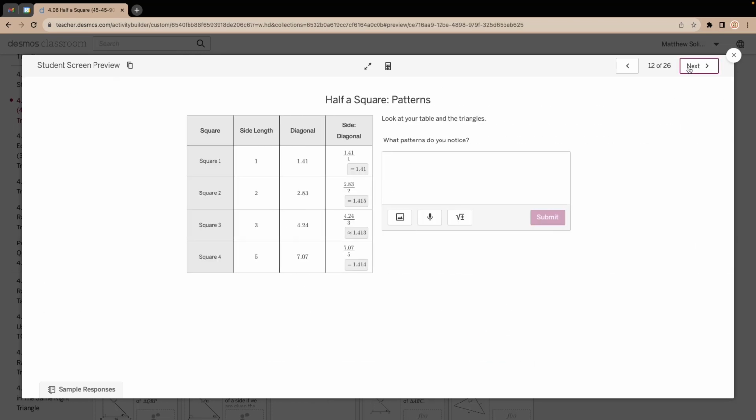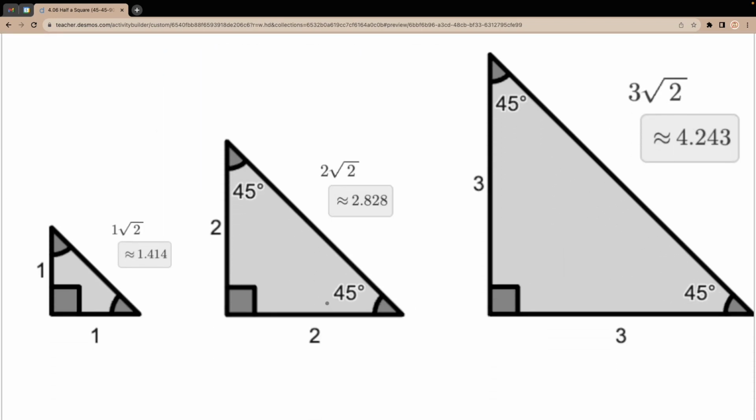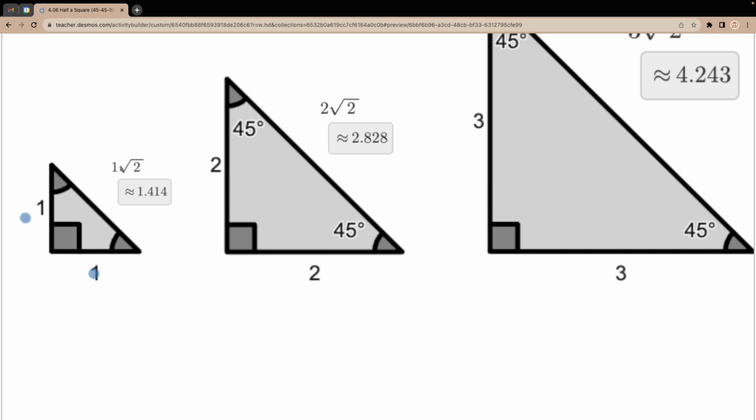What are we noticing here? The diagonal divided by the side is always 1.41, or the square root of 2. We just talked about the square root of 2 being 1.41. So here's the pattern that's happening. Every time we make the triangle bigger, this was 1, 1, and that was square root of 2. If we made it twice as big, it would be 2, 2, 2 times the square root of 2, right? We're multiplying this triangle by 2.